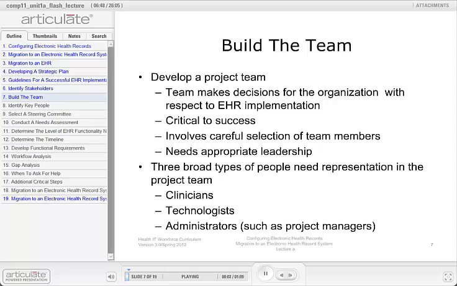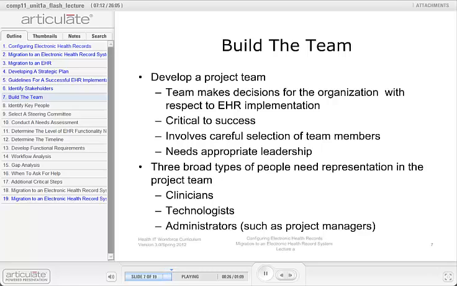Once stakeholders have been identified, they can begin building the project team. The project team will be responsible for making decisions for the organization. Therefore, careful selection of team members and leaders is critical to the success of EHR implementation. A project team needs 3 essential types of members: clinicians, technologists, and administrators.